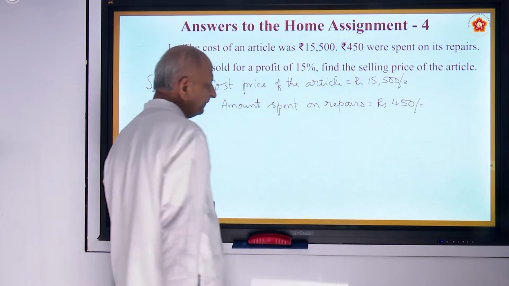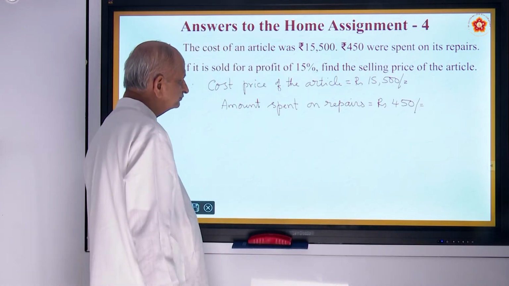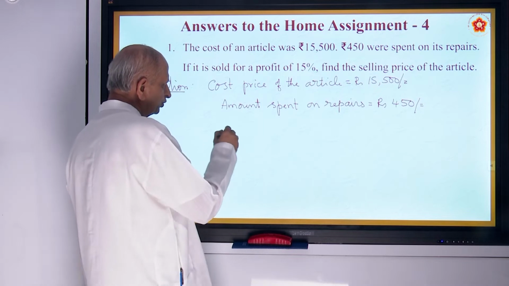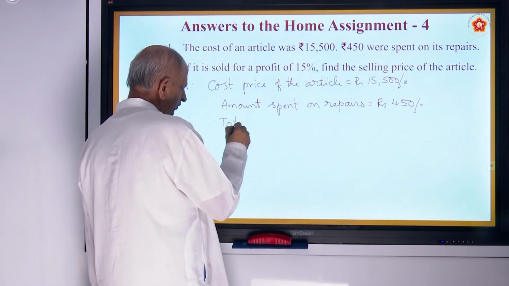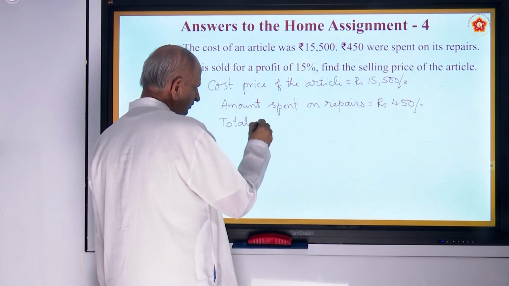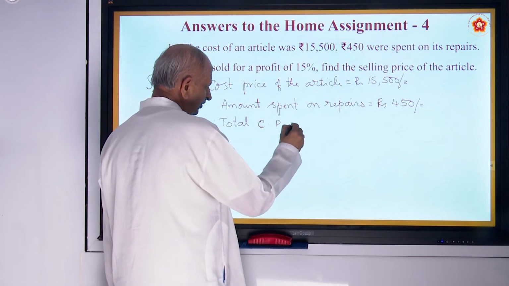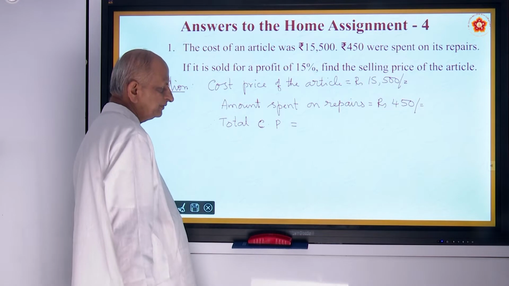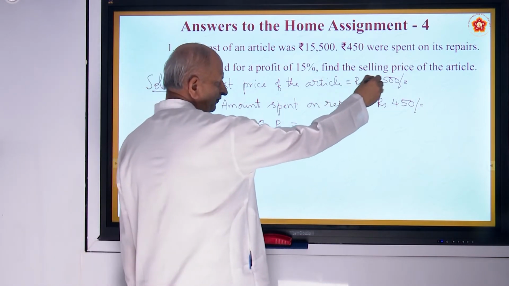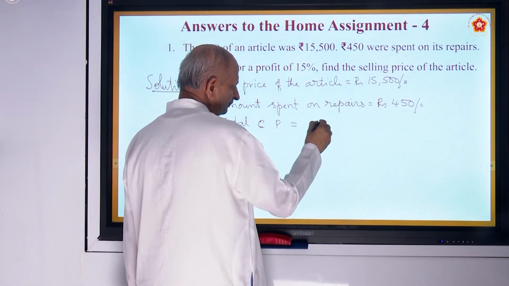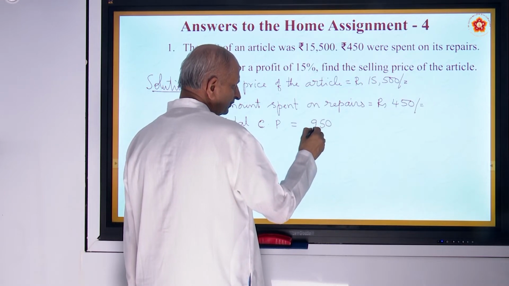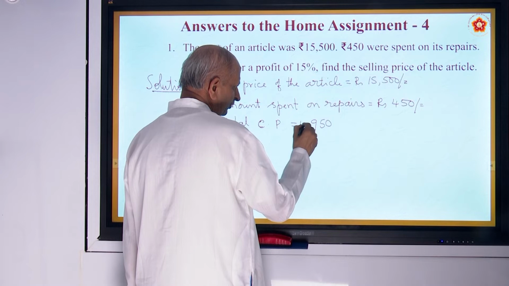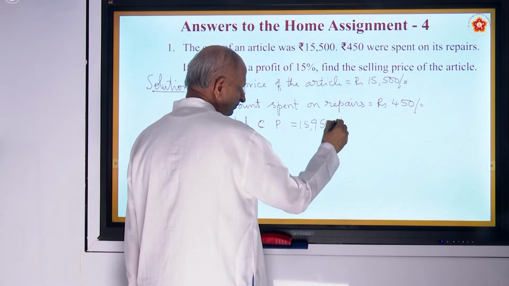So now what happens to the selling price? So total cost price. Total cost price, we call it CP. CP means cost price. So 15,500 plus 450. So 5 plus 4 is 9. 15,950. That is the cost price.